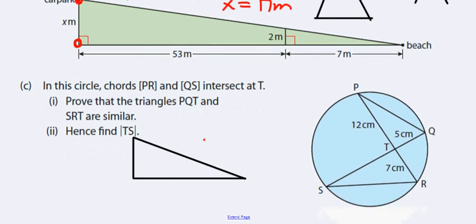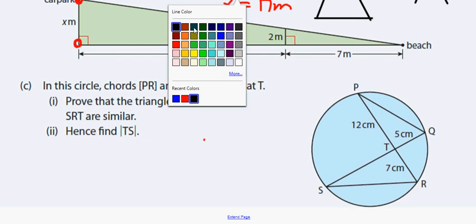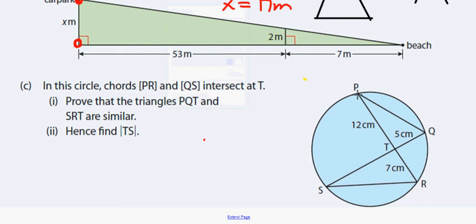In this circle, the chords PR and QS intersect at T. Prove that the triangles PQT and SRT are similar. Okay, so first thing we're going to do is we're going to mark off both triangles in different colours. Okay, so I'll mark off PQT in yellow, and then I'll mark off SRT in red.